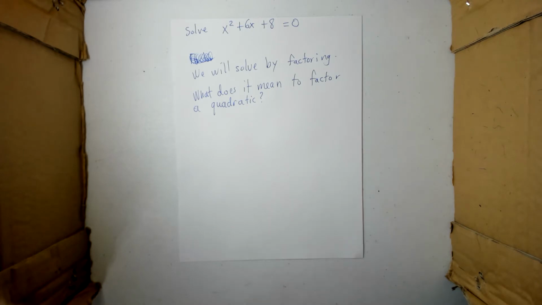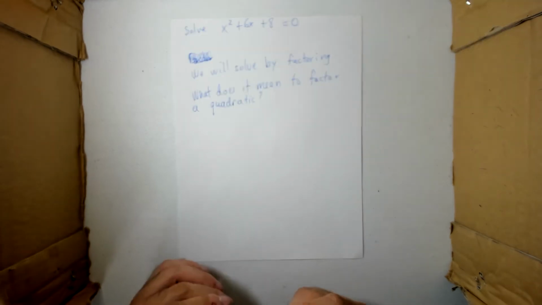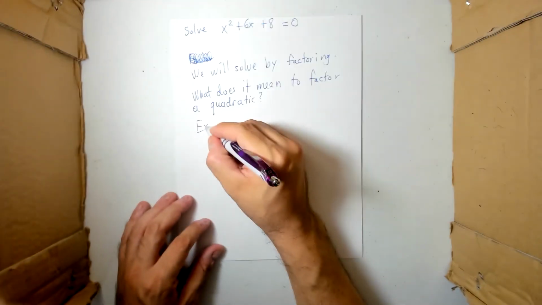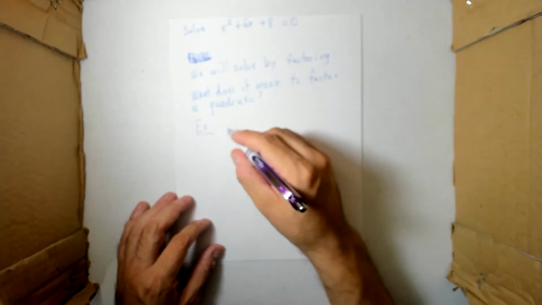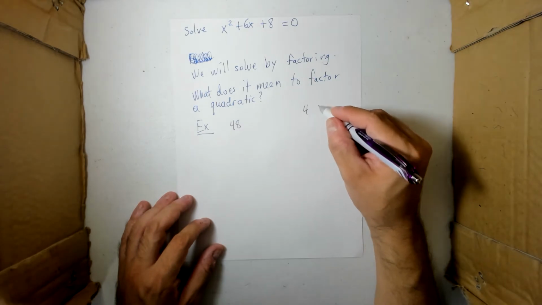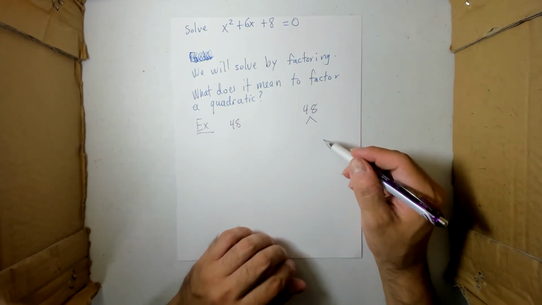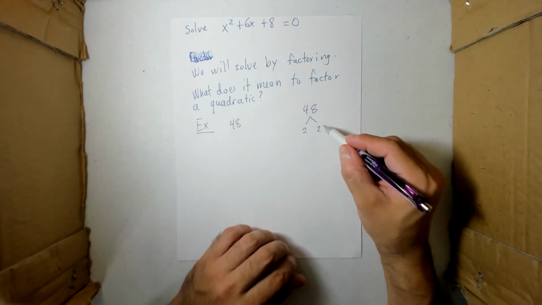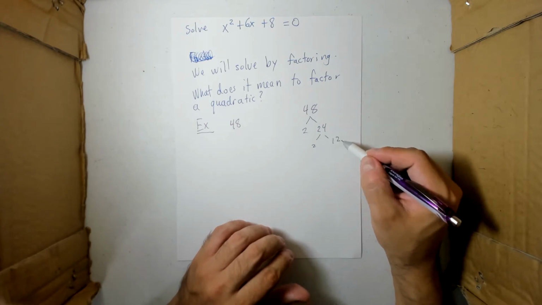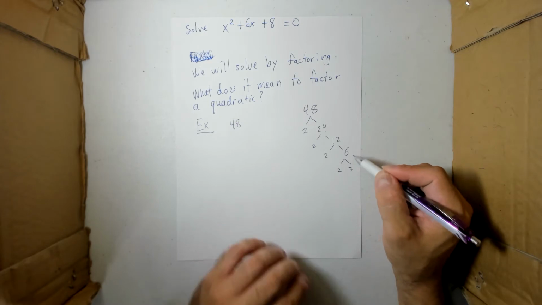Before we actually factor this quadratic, or any quadratic for that matter, I'm going to go back to numbers for a moment. If I take the number 48, I can write a factor tree for it. I ask myself, what numbers multiply to give 48? I can get 2 times 24. 24, I can get 2 times 12. 12, I can get 2 times 6. 6, I can get 2 times 3, and that's it.